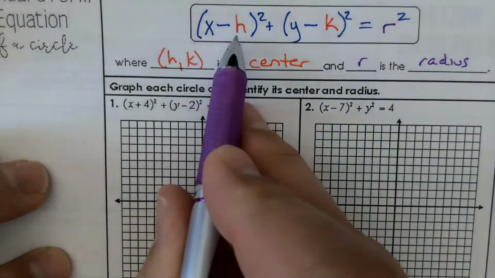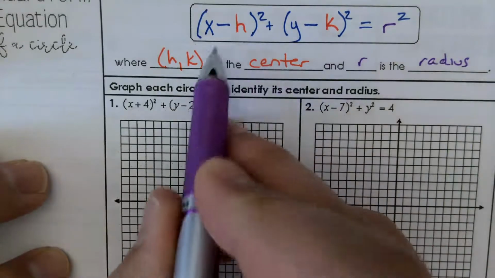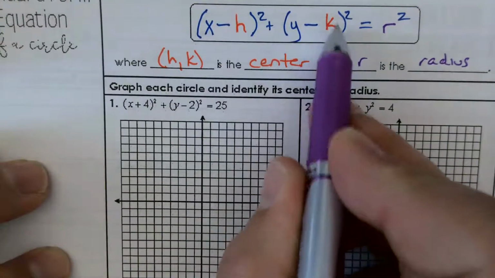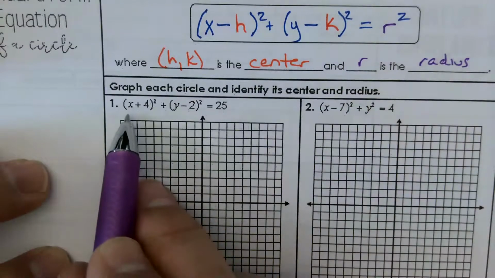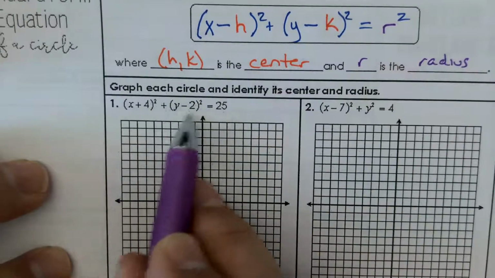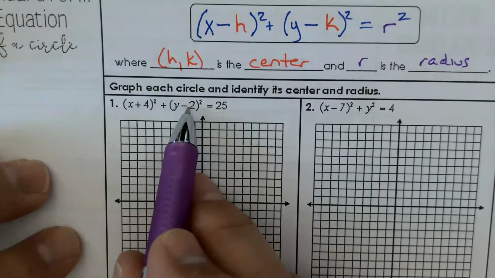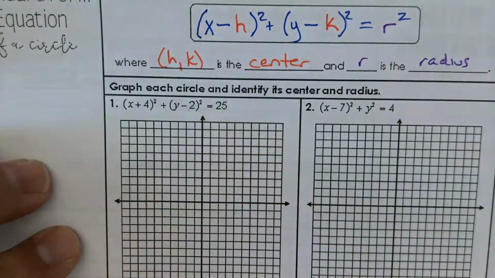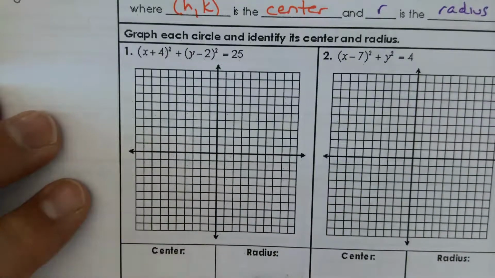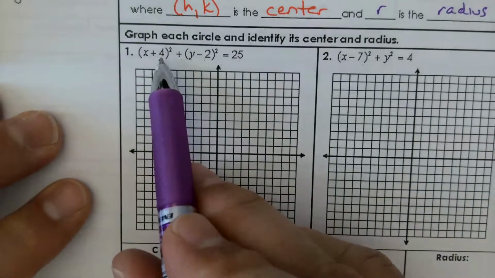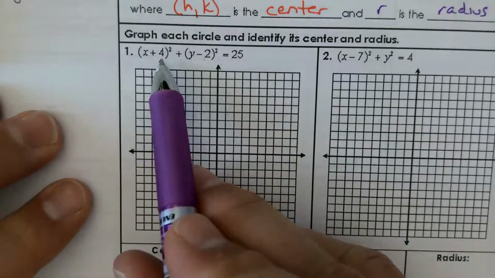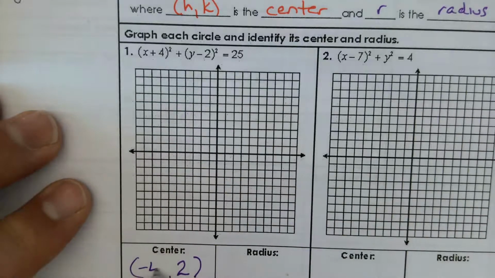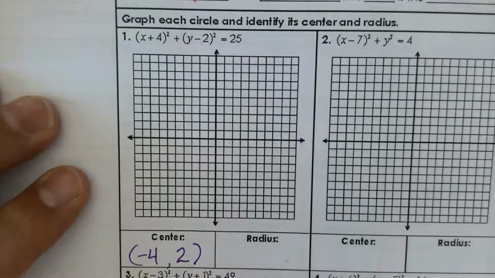So if H and K are the center, it's what's being subtracted from X and what's being subtracted from Y. So when I look at this example, what's being subtracted from Y? 2. So I know that down here in the bottom where it says the center and the radius, the Y value is that 2 that's being subtracted. It's a little tricky. What's being subtracted from X? Good, -4. So the center of this particular circle is -4, comma 2.